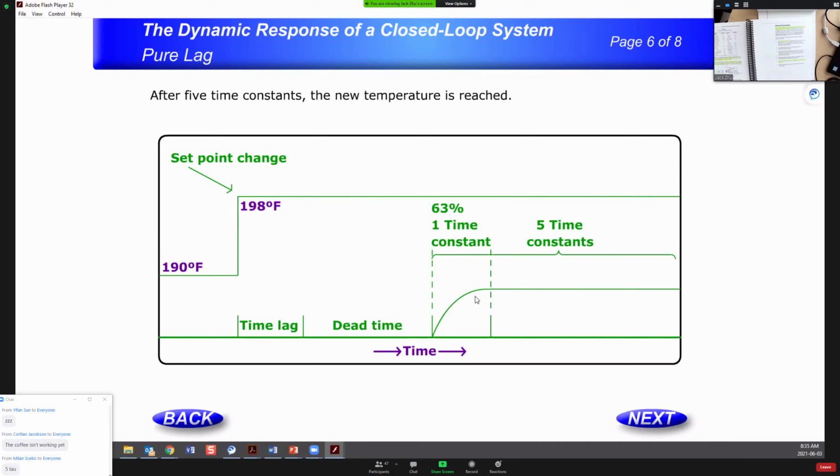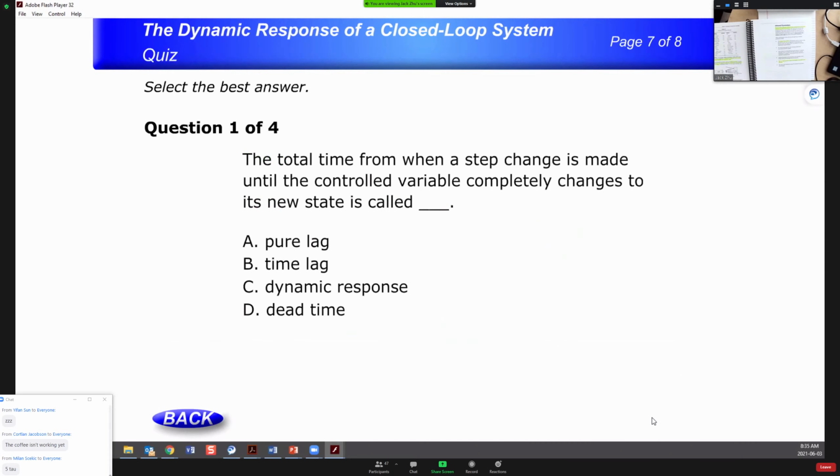It usually takes 5 time constants for the water to reach the new temperature. The total time from when a step change is made until the controlled variable completes its change to the new state is called, anyone? Time lag.